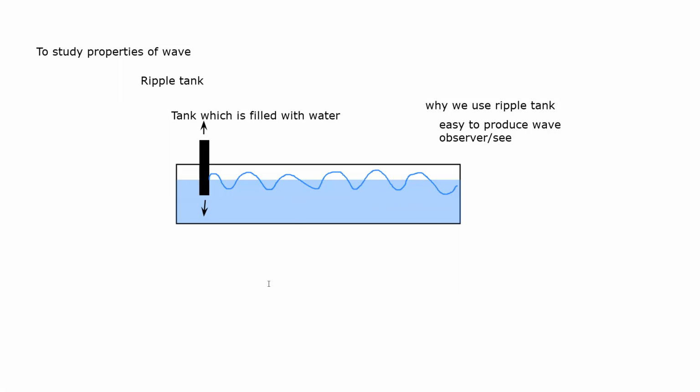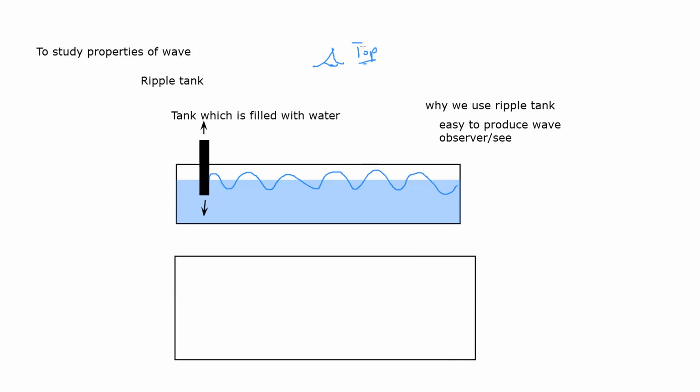So if you look at this tank sideways, this is how it appears, like the waves. But if you look from the top view, it does not appear like this. How will it appear? If this is a tank, a top view, this is a side view. This one is when you're looking from the top.